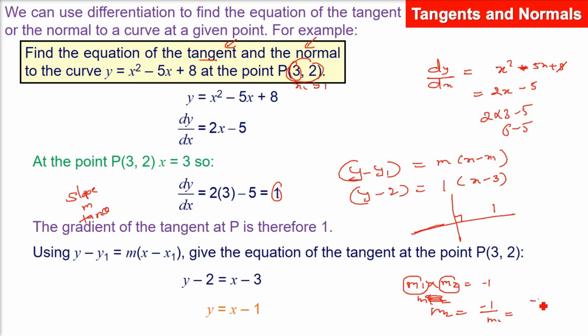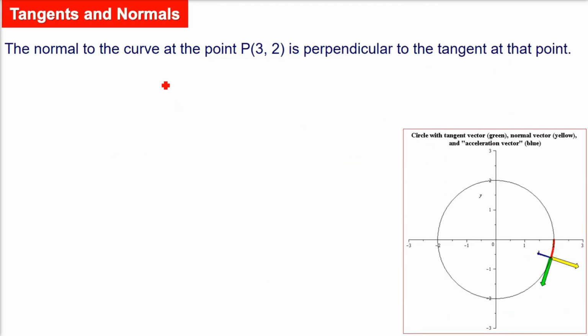So now you know the point, because the normal is also passing through (3, 2), and you also have the tan theta, or you can say the slope of that normal, which is -1. So y minus 2 equals -1 into (x minus 3), and this is going to be the equation of the normal. Now let me tell you how this normal is computed one more time.